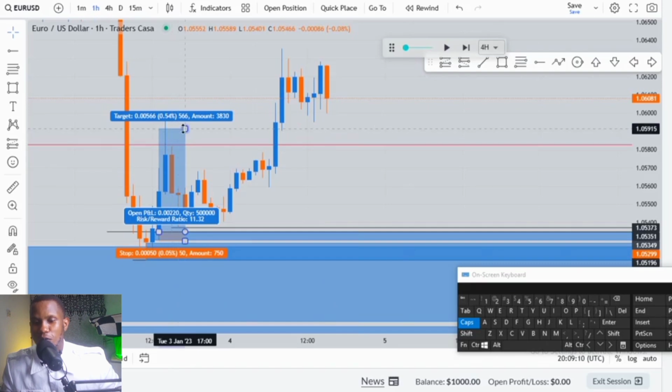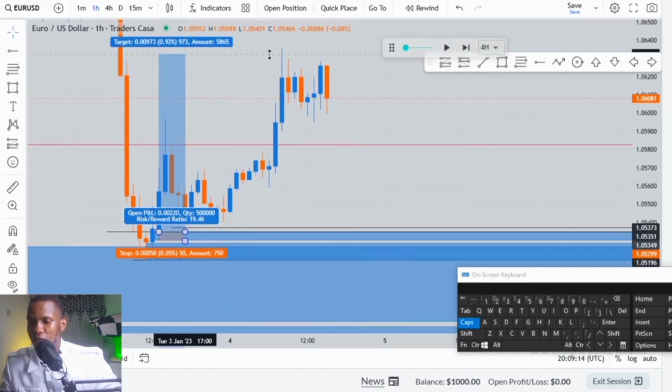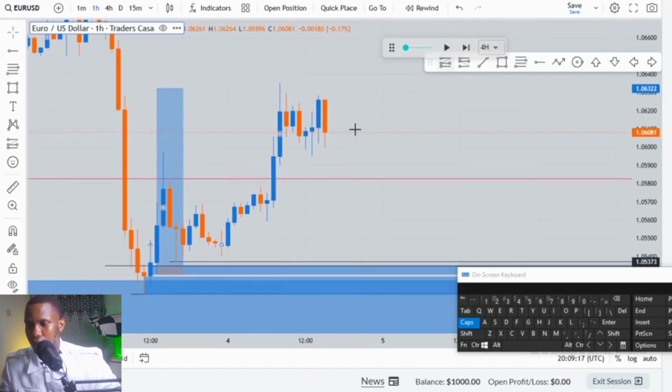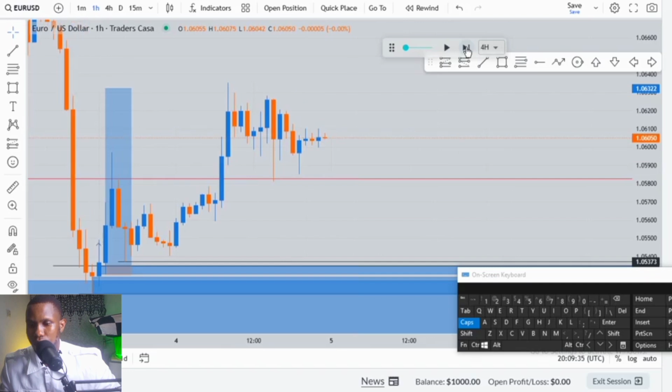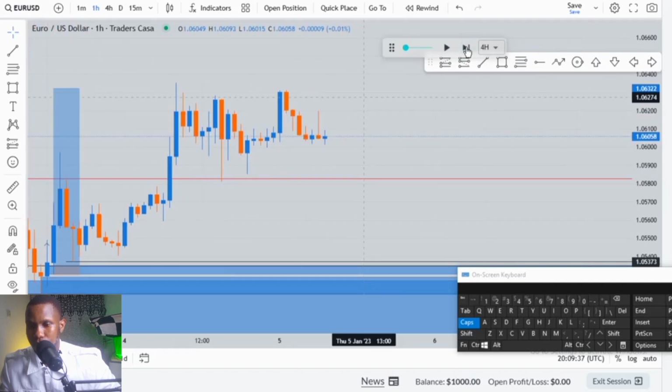I'll allow this one to run for 1 to 25 before I take the other 50%. So remember my structural low is here. Also another order is right here. This low is unmitigated. Price action could come back here to retest this level. So let's see.